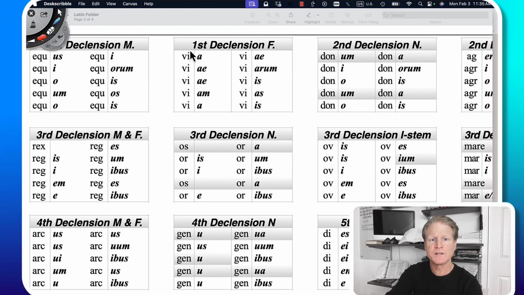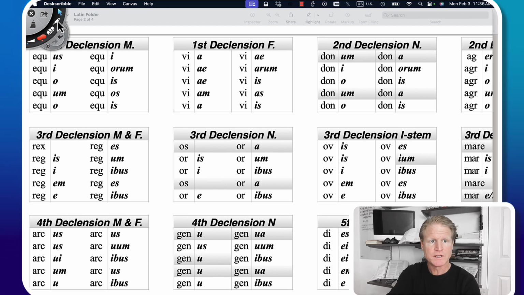So we're going to pretend that V-I-A is no longer here and instead we have M-A-R-I. Maria, Mariae, Mariae, Mariam, Maria, Mariae, Mariarum, Mariis, Marias, Mariis. I'm getting mixed up here. So Mary, of the Mary, to the Mary, by, with, or from the Mary. The Marys, of the Marys, to the Marys, by, with, or from the Marys.